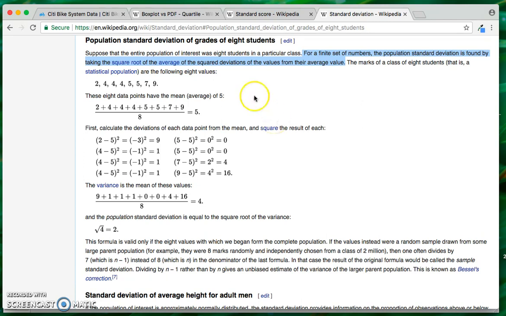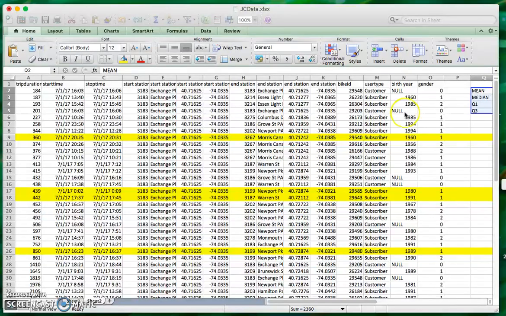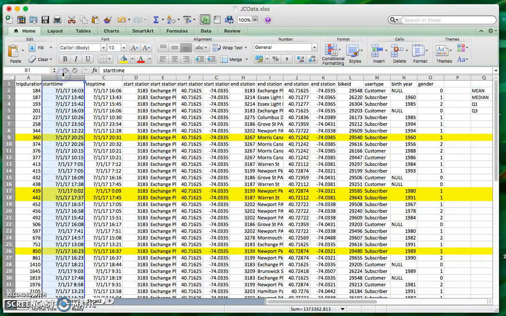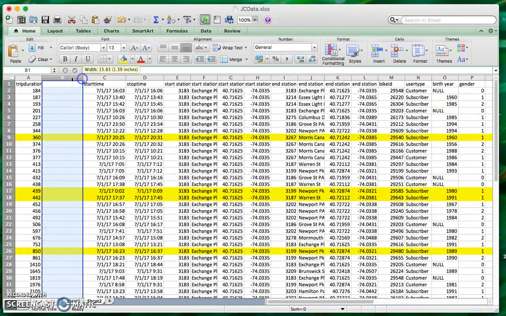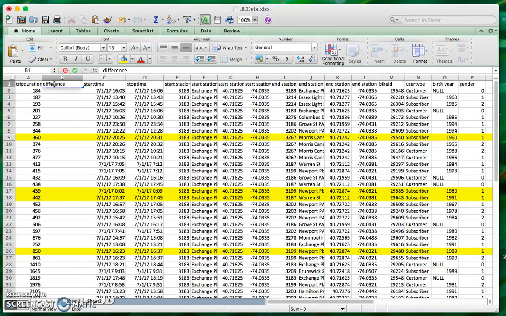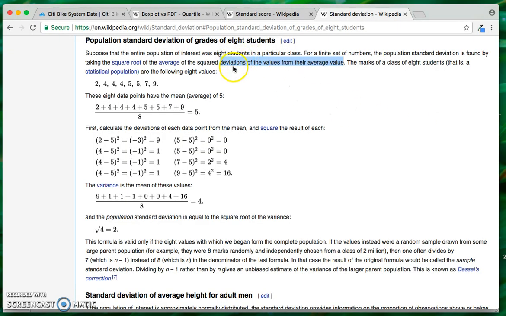So the first step is we're actually going to work backwards through the sentence, right? So we're going to start with deviation or difference of the values from their average value, okay? So what does that mean? That means that I need to take every value in my data set, okay? So I'm using trip duration here. So I'm going to say difference from, and what is it asking me for? It's saying the deviations or the difference of the values from their average value.